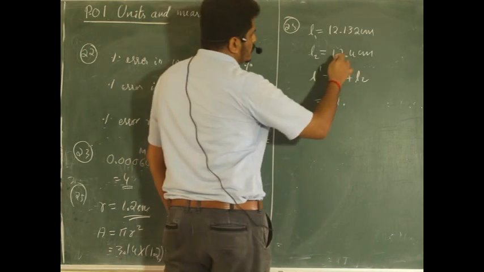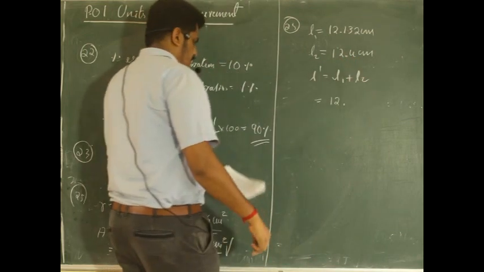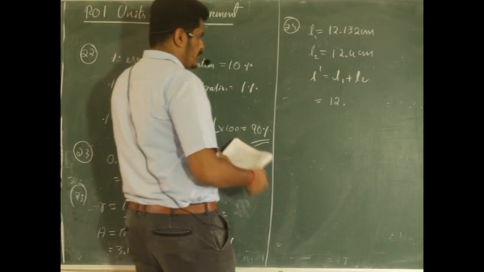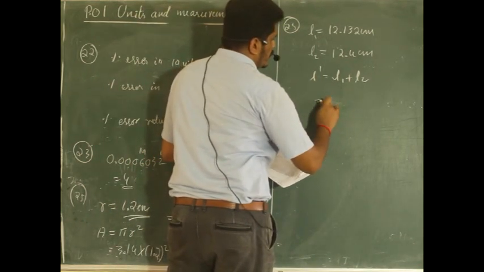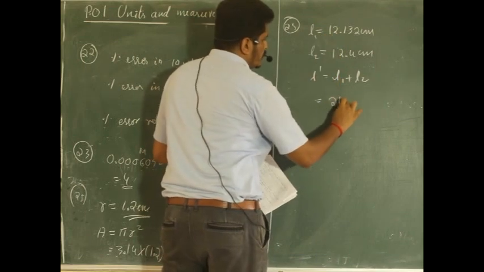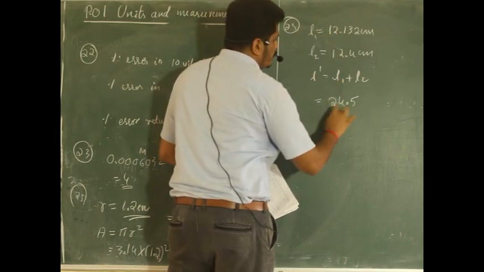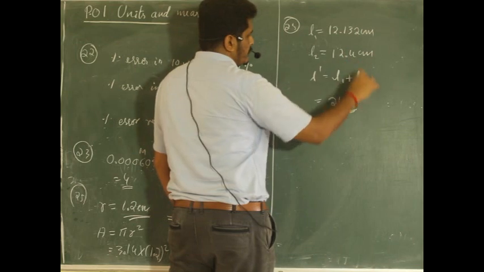So what is that? 1, 2, 3. Maximum is 3. So which is the suitable answer there, which is 12 plus 12. That means I'll just add up directly. Okay, so 24.5. That means three significant figures.